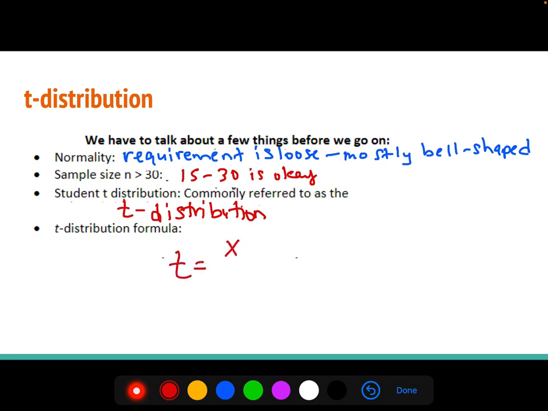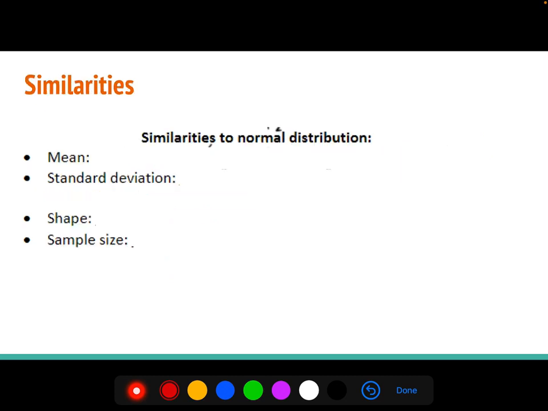And its formula is t equals x bar minus mu, so the difference in the sample and population means, over the standard deviation divided by the square root of the sample size. Now, I'm going to tell you, if you try to draw this t-distribution, it looks almost just like a normal curve. The mean is still going to be at t equals 0, just like the normal. The standard deviation is usually greater than 1 instead of equal to 1, and it depends on the sample size.